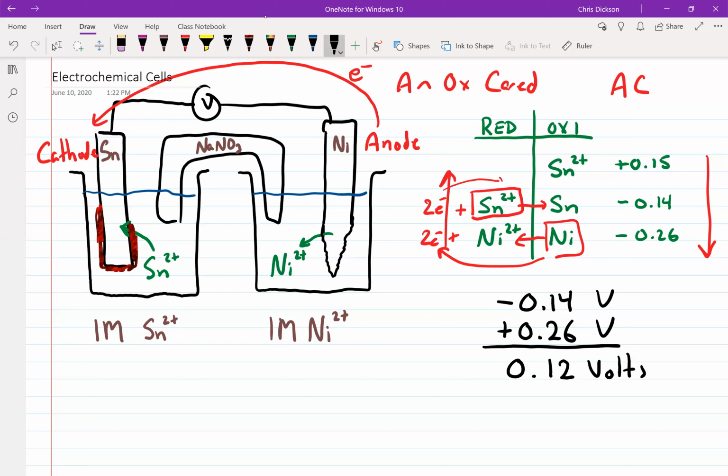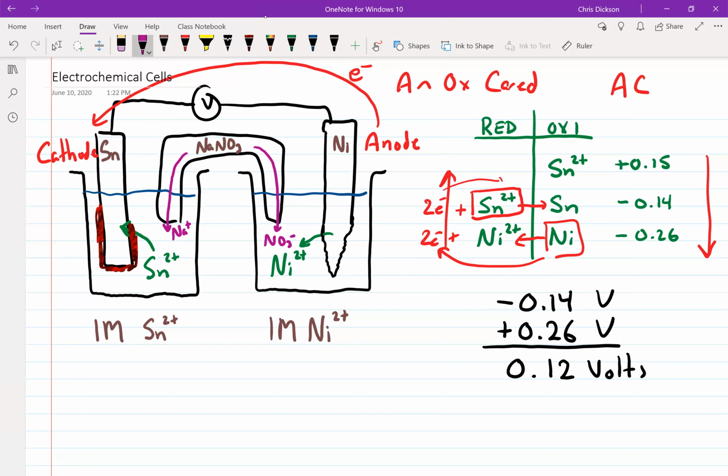Okay, so that's that. And then what would the ions in the salt bridge be doing? Well, the sodium ions should be migrating towards the cathode. So the sodium ions would start to migrate in here, and they would be trying to replace the positive charge that's being removed as the tin is being reduced. And then in the other beaker, you're producing all these nickel ions, so the nitrate ions would migrate into here.